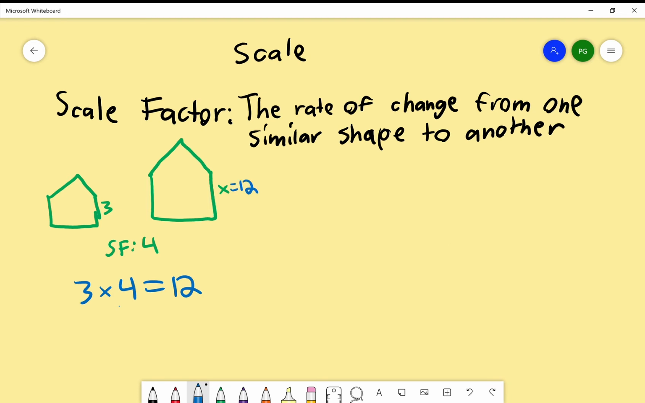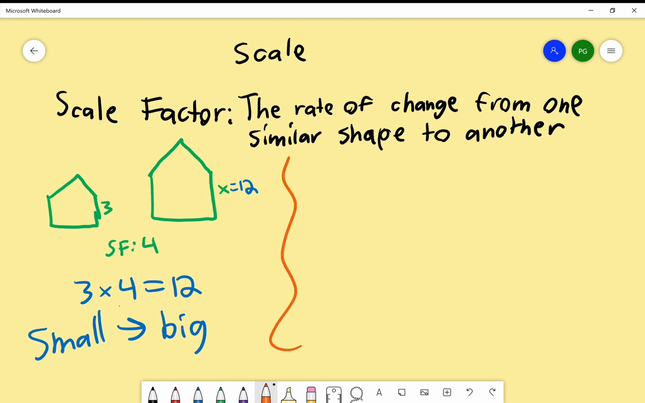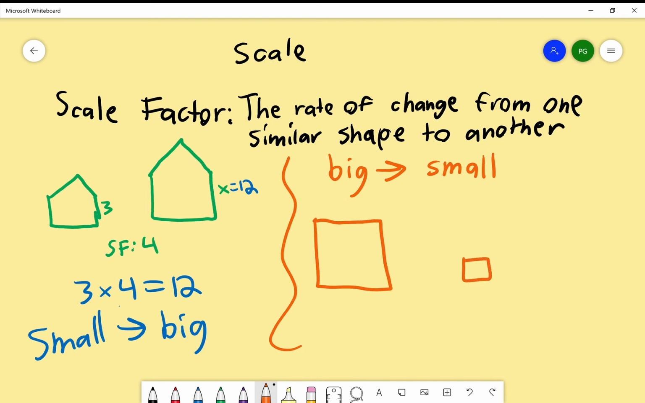Make sense? But this is going from the smallest to the biggest. Scale factor can also work the other way. You can go from the big to the small. So let's just check it out here. Let's say I give you a really big square, and then I give you a really small square. Now here, I'm going to tell you that the value of the top of this square is going to be 10, and that you have a scale factor of 1/5. Now I want you to find the corresponding side on the small square, which will be the top, of course.